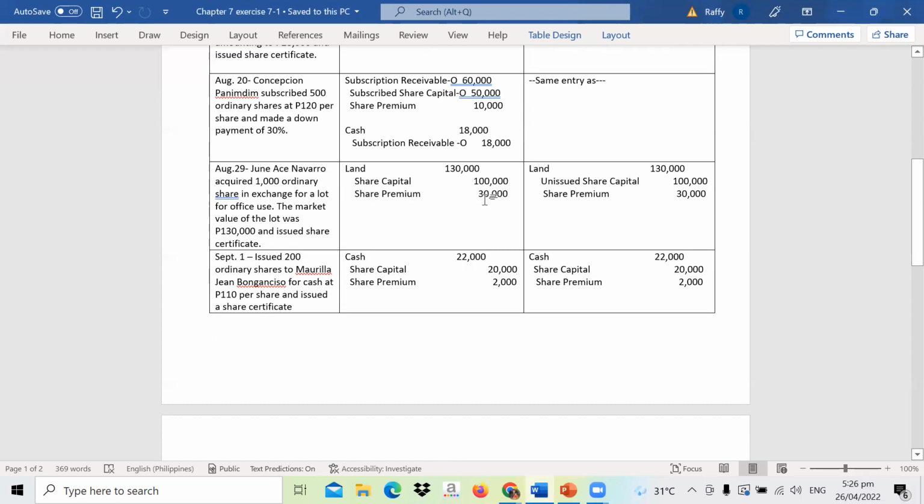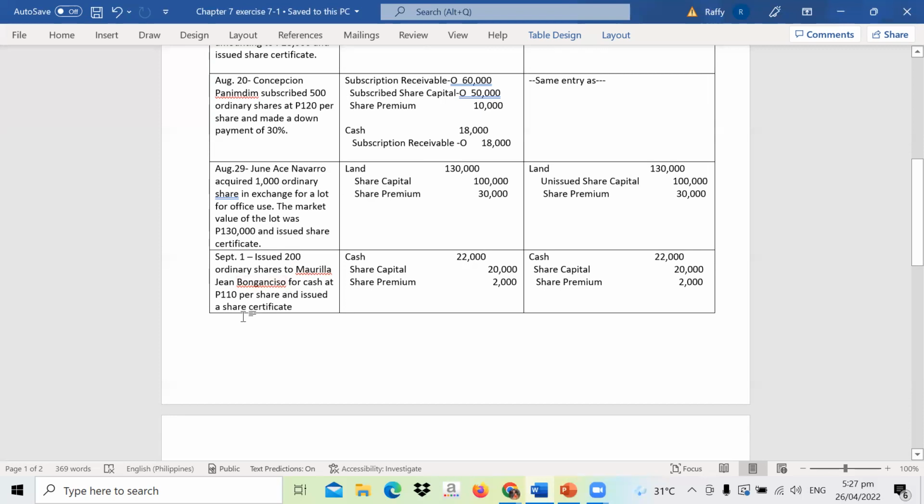Now, under the journal entry method, debit land, 130,000, and then credit unissued share capital, 100,000, and then credit share premium, 30,000. Unissued share capital, again, you have to credit that based on par value. Same as share capital under the memorandum entry method.